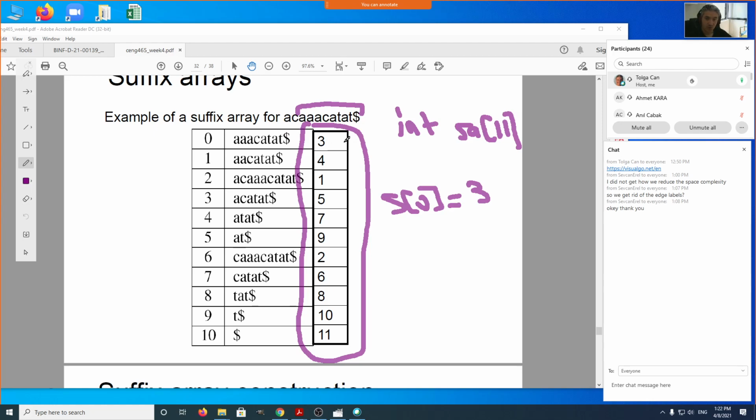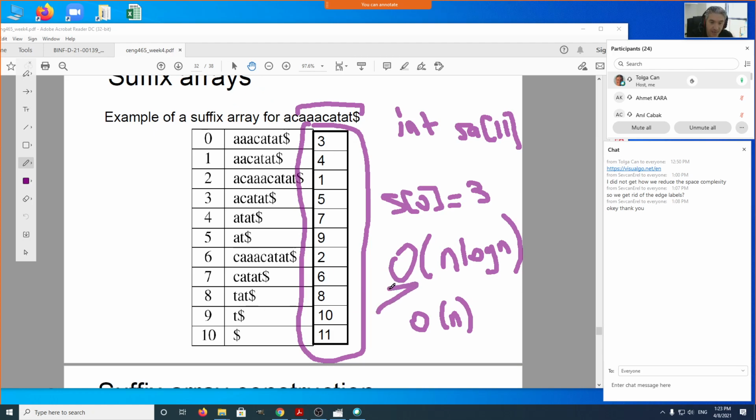So if you sort the suffixes, and by the way, therefore, the construction time is n log n. That's one drawback of suffix arrays over suffix trees. Remember, you may construct suffix trees in O(n) time, linear time, but O(n log n) is not that much worse than O(n). So in order to sort these suffixes into an array like this, you need to spend n log n time.